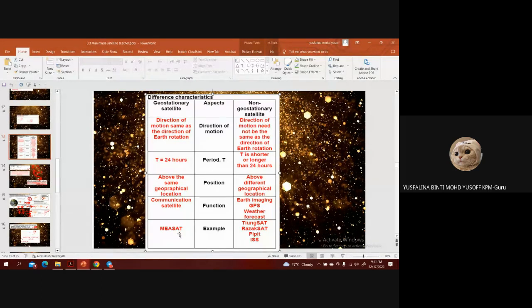Examples: MEASAT, and for Malaysia, Tiungsat, Razaksat, Pipit, and the ISS. This one I think you already learned in Form 3. So, back to the question. What is the question asked? The question asks the characteristic of non-geostationary, so we focus on this one.